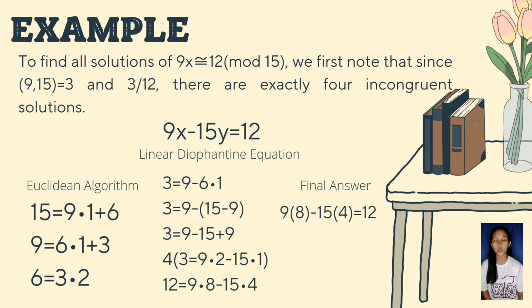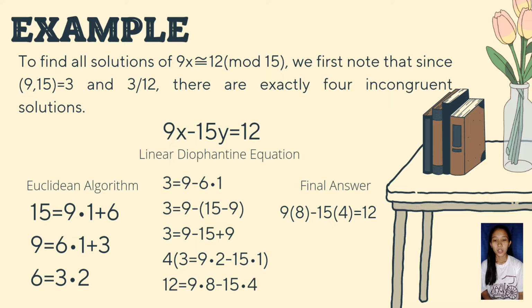So, in this example, we have 9x minus 15y is equal to 12. Now we will proceed to the Euclidean algorithm. We will have 15 because this is the greatest number in the linear Diophantine equation. So 15 divided by 9 is equal to 1. We get 1 by multiplying it by 9, and 15 divided by 9 is equal to 1 with a remainder of 6.